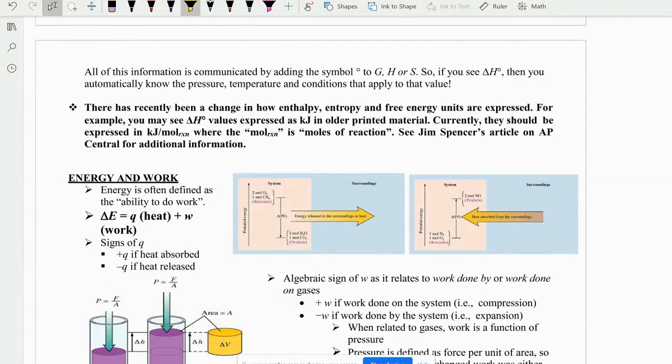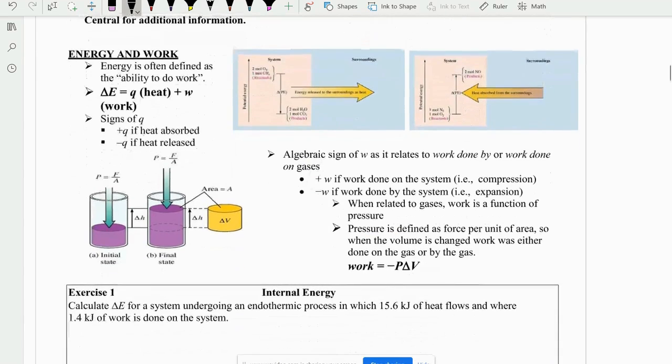If you, by any chance, happen to see these little naught symbols here, I just highlighted it. When I say naught, what that means is you're given the values or calculating the values at standard conditions. So the naught symbol next to Gibbs free energy, enthalpy, or entropy simply indicates that the condition is at standard conditions.